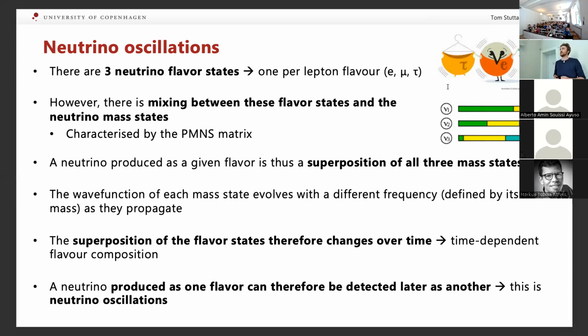Ultimately, what that means is the neutrino that is produced as one flavor, say a muon neutrino, has some probability at some point in the future of being detected as another flavor. And so flavor is not conserved here. This is a pretty unique property amongst particle physics. Not too many cases of this are known. And this is what we mean by neutrino oscillations.